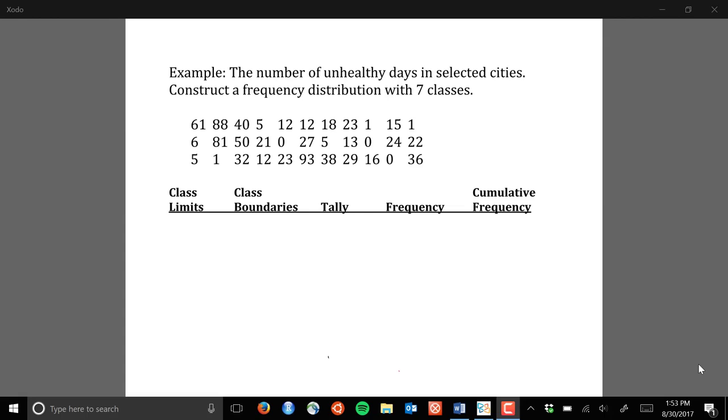In this video, we're going to briefly discuss how to construct a grouped frequency distribution. So one of the first questions we need to answer is what exactly is a grouped frequency distribution? A grouped frequency distribution is a frequency distribution table where we group the data into different classes or groups in order to simplify the tabular presentation.